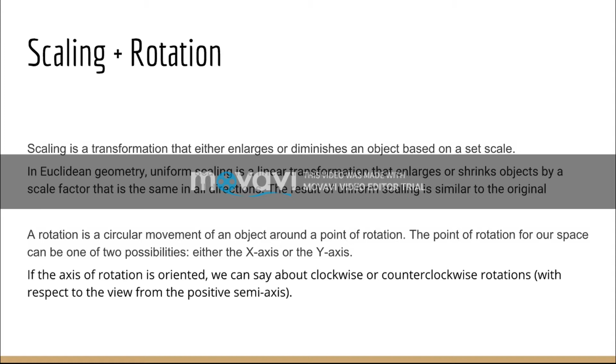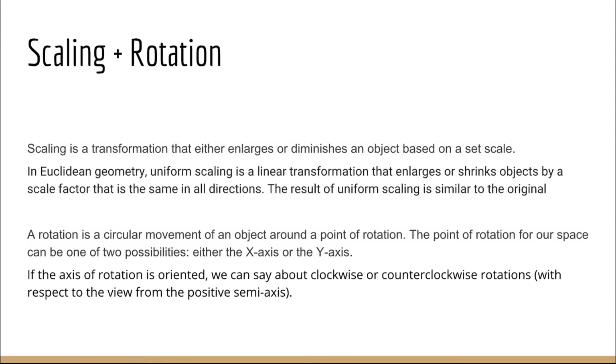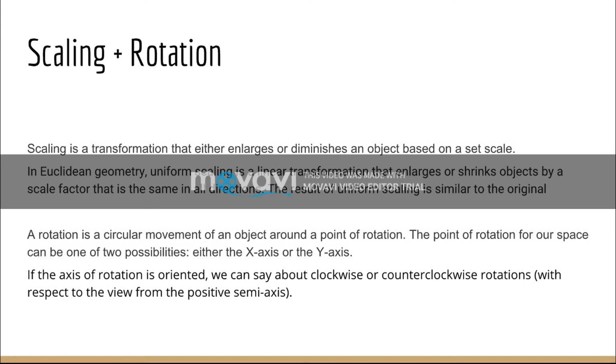A rotation is a circular movement of an object around a point of rotation. The point of rotation for our space can be one of two possibilities, either the x-axis or the y-axis. If the axis of rotation is oriented, we can say about the clockwise or counterclockwise rotations with respect to the view from the positive semi-axis.